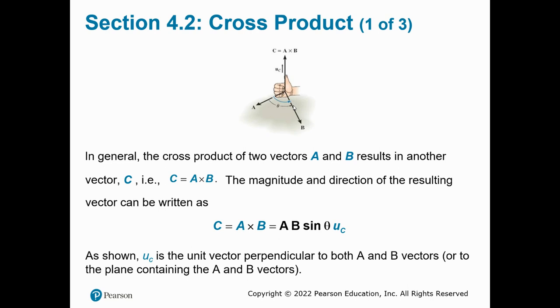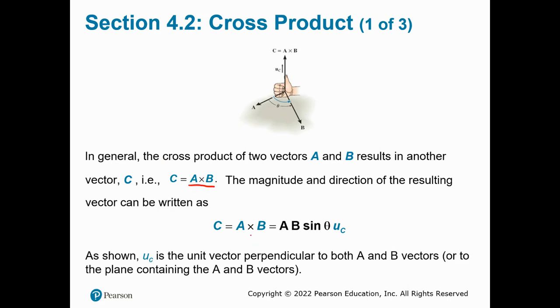So let's say C equals A cross B. It looks very much just like a multiply sign, but in our vector notation, that cross in between the A and the B stands for cross product. I want to do A cross B.